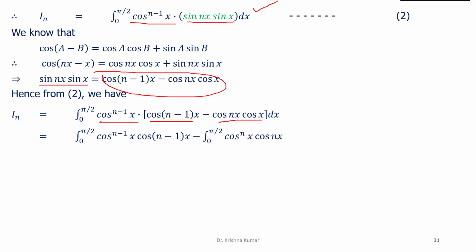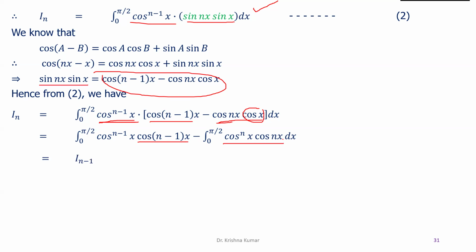If you open the bracket, then it is integration of cos to the power n minus 1 x into cos (n minus 1)x, minus cos to the power n minus 1 x into cos x. It will become cos to the power n x and cos nx. This one.